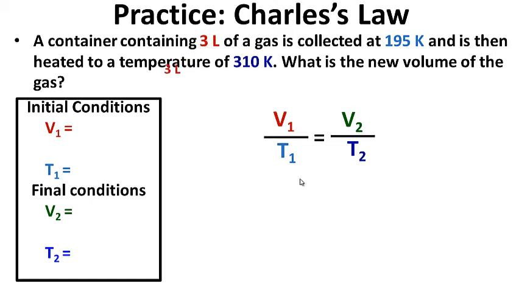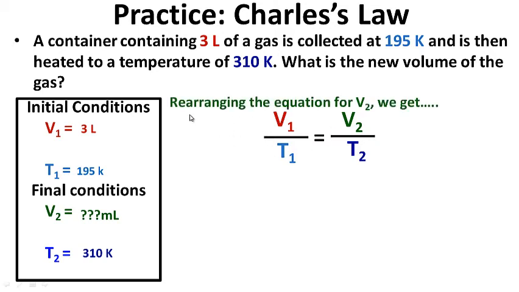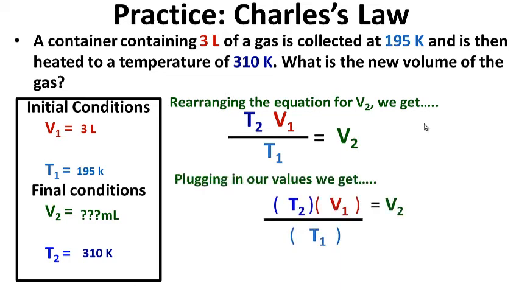So let's plug in, once again, our initial conditions. The volume of the gas was 3 liters. It's at 195 Kelvin. Then we heated it up to 310 Kelvin. And now we're trying to solve for its new volume, its final volume, after it's been heated up. So let's rearrange the equation and isolate V2 here. Now we can simply plug our values into our equation and solve for V2.